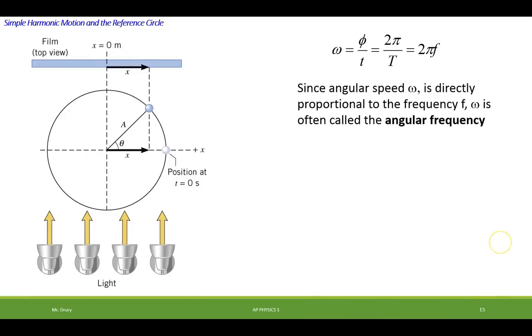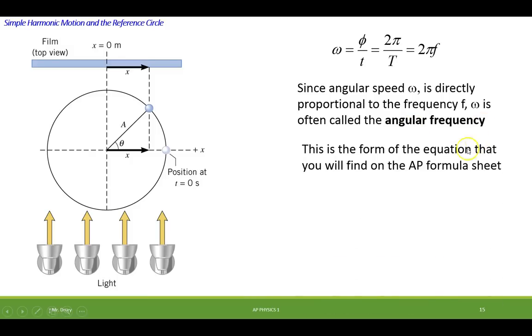All right. As I just stated before, omega is equal to 2 pi f, or 2 pi over period. Since angular speed omega is directly proportional to the frequency, as f goes up, so does the angular speed. Sometimes we actually call this angular speed the angular frequency.